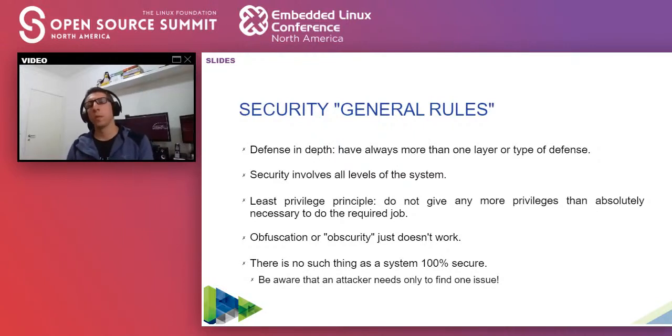Yeah, so let's close here the presentation. Some general rules about security. So we really need to think about the defense in depth, right? Layer on top of layer of security. Security involves all of the levels of the system. So if you only think about the security of the device, what about the security of the cloud system that the device connects on? You have to think about it also. Always use the least privilege principle. Don't use obscurity or obfuscation. Don't invent your own algorithms. Don't do that.